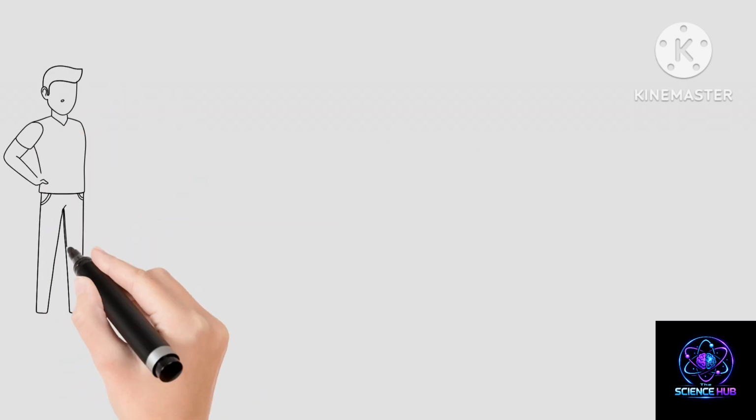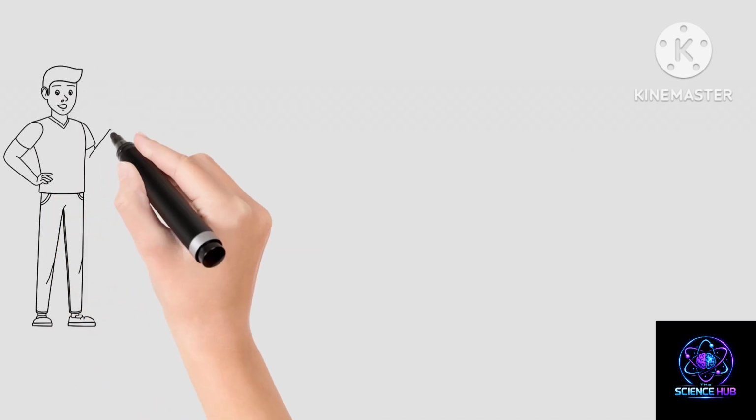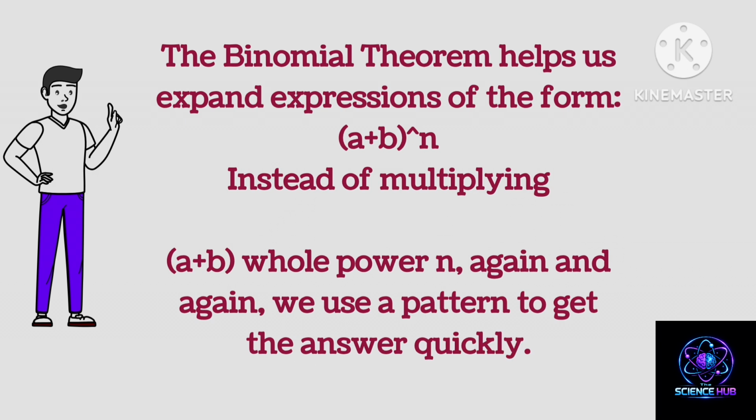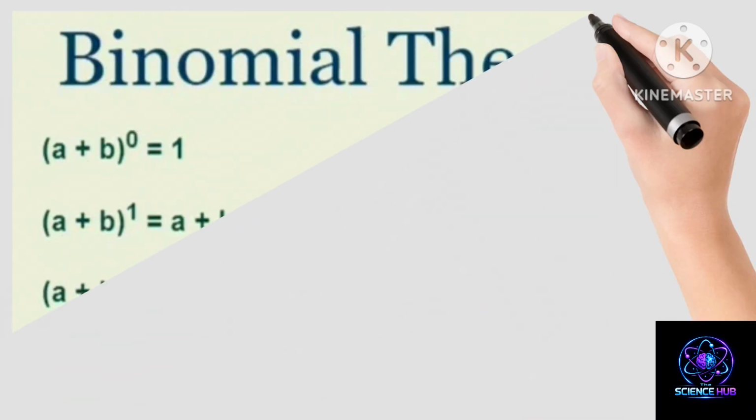What is the Binomial Theorem? The Binomial Theorem helps us expand expressions of the form (a + b)^n. Instead of multiplying (a + b)^n again and again, we use a pattern to get the answer quickly.